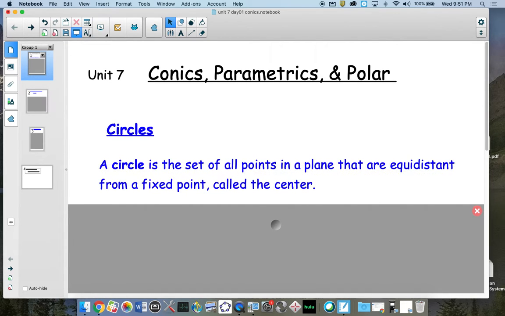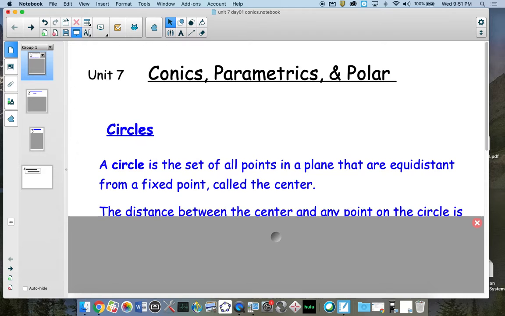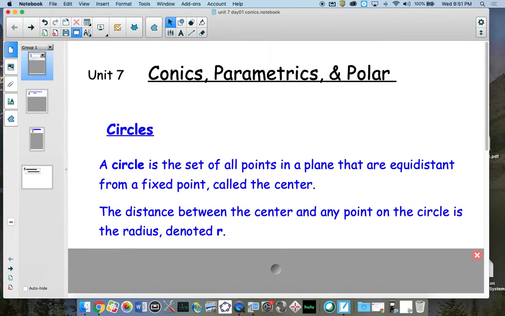There's a couple different ways we can define circles, but let's use the geometric definition. A circle is a set of points in a plane that are equidistant from a fixed point, which we call the center. So don't think of a circle as a curved line, just think of it as an infinite set of points that are all the same distance away from a center point. The distance between the center and any point on the circle is the radius, and we denote that with an r.